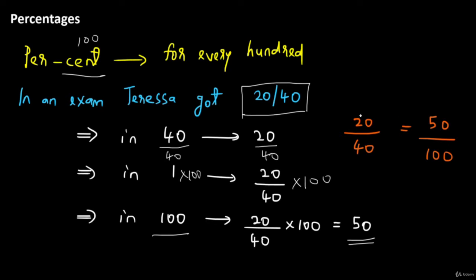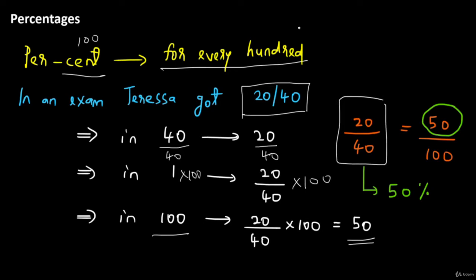Now, therefore, 20 by 40 is what we call 50 percentage, right? And that's this 50 over here. Because remember, percent is for every 100. So that means if somebody gets 20 marks out of 40 marks, for every 100 marks, that person would have got 50 marks, and hence 20 by 40 is 50 percentage. Now, a quick side note: this process that we followed over here is also called the unitary method.